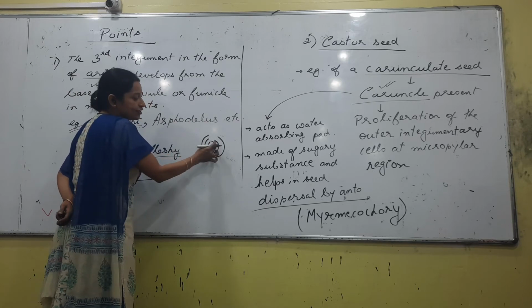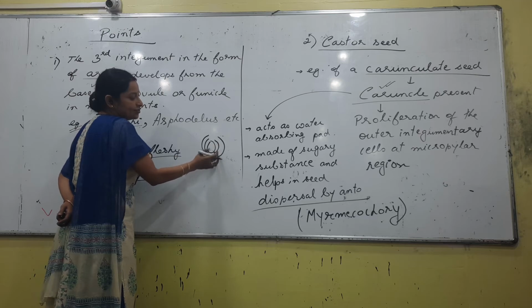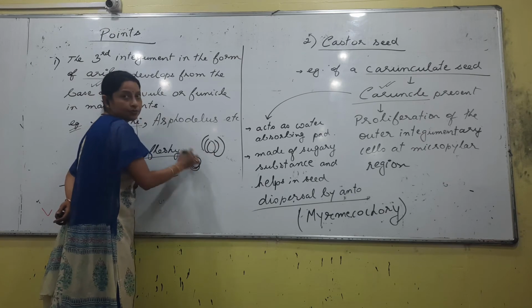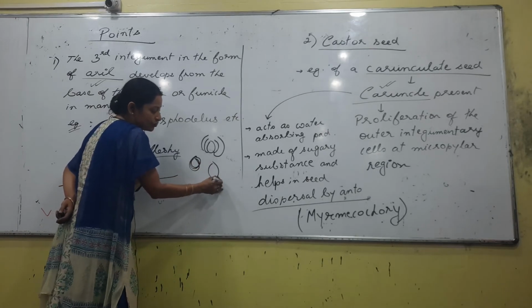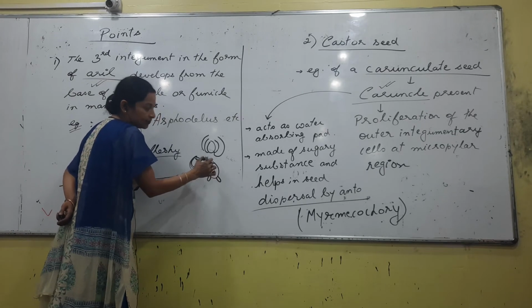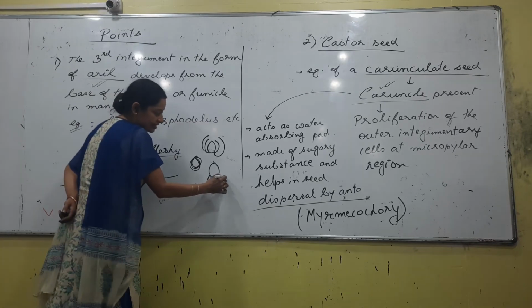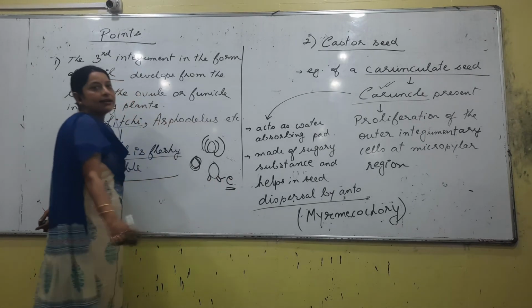What happens to the integuments after fertilization? These two integuments ultimately will become the seed coat. Sometimes what happens in the seed, this portion comes out. This is called as Caruncle.